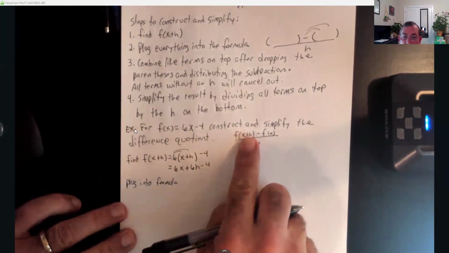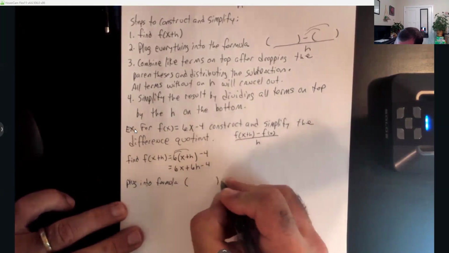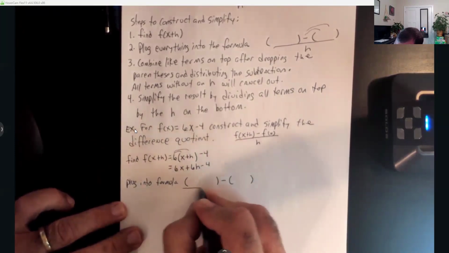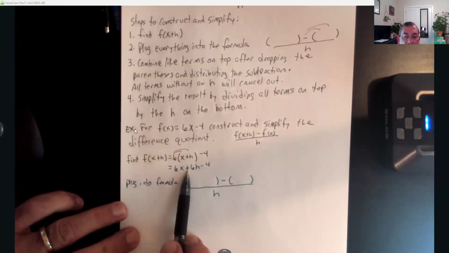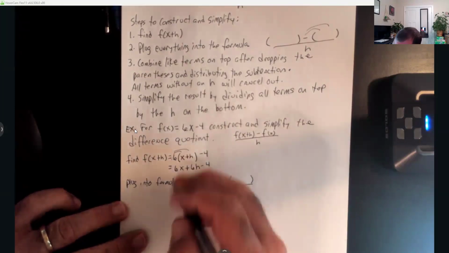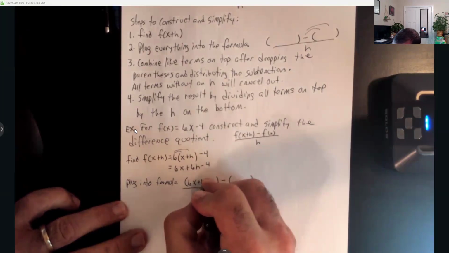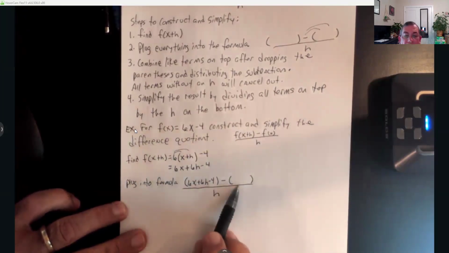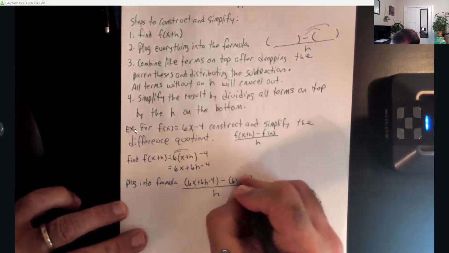All right, so here's my formula. I got my f of x plus h minus my f of x all over h. So let me plug in for f of x plus h. That is 6x plus 6h minus 4. F of x was 6x minus 4.